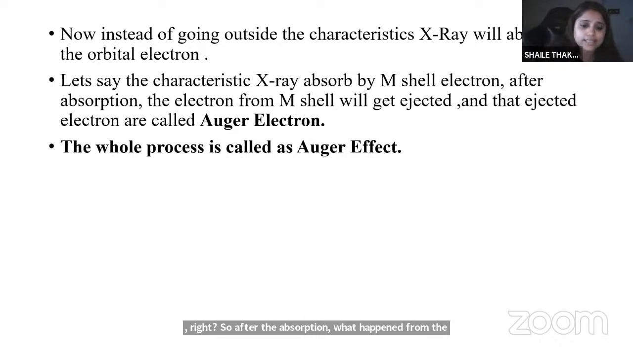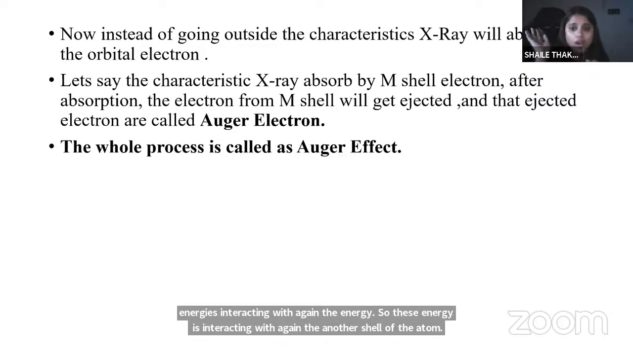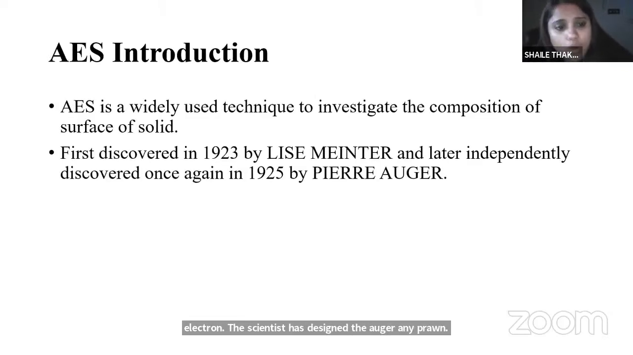Because see, the characteristic X-ray also has energy. So this energy is interacting again with another shell of the atom. The M shell is going to release its electron, and after the absorption there is an ejection of the electron. These ejected electrons are known as Auger electrons, and the entire process is known as the Auger effect. Based on this effect and on this Auger electron, scientists have designed Auger electron spectroscopy, which is very, very important.